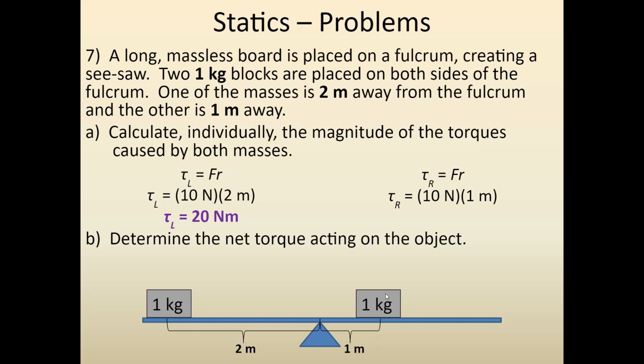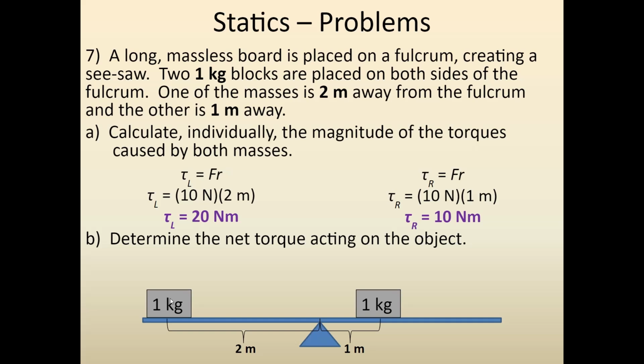I don't have to worry about the angle because the force is straight down, and this pivot arm is directly horizontal, so they're 90 degrees, and we get 10 newton meters. Now the question says, what is the net torque acting on the object? Well, just like we do with forces, we add the numbers together, but we have to make sure that one of the numbers is positive and one is negative if they're going in opposite directions.